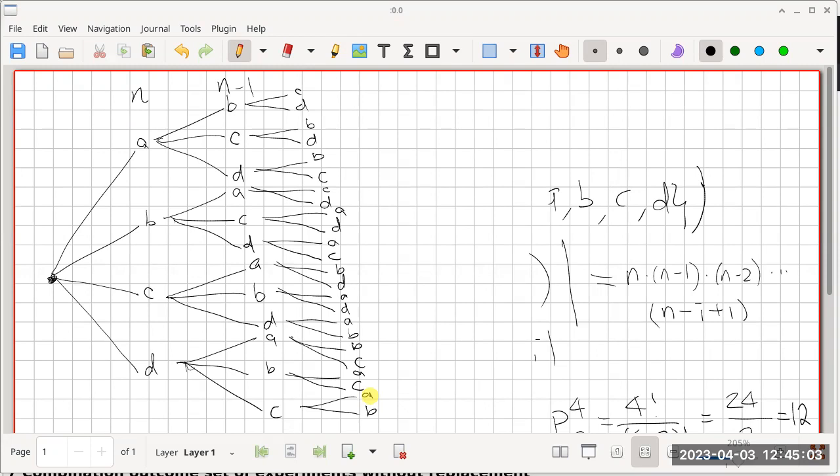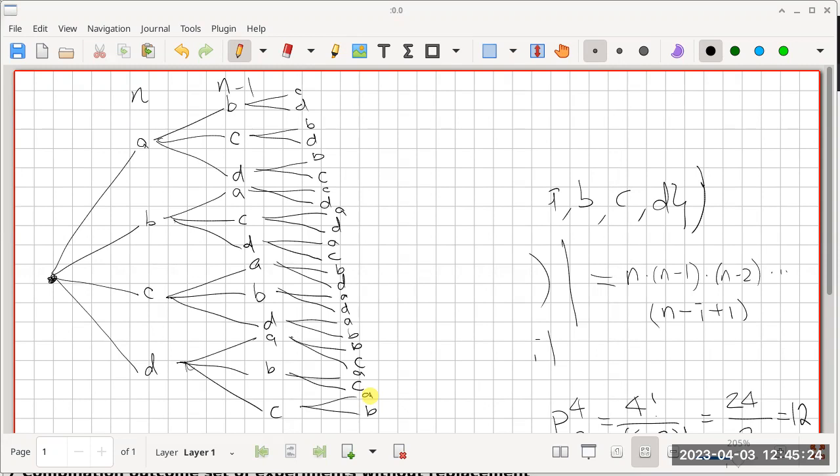Choosing 3 items out of a bag of 4, we got 24. How do we know? Because at the second tier, we ended up with 12 already. For each node at the second tier, we have 2 children. So that means the total is going to be 12 times 2, which is 24.